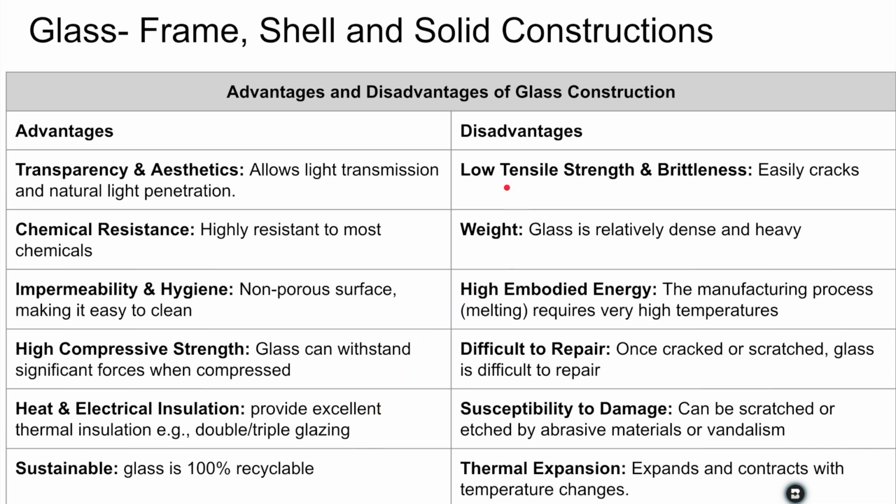One of the disadvantages of glass is it doesn't have very high tensile strength. So it's got low tensile strength and it's quite brittle, so it cracks easily. Its weight, glass is relatively dense and heavy, so that can be a problem. It really does have a high amount of embodied energy, so the manufacturing process requires really high temperatures and therefore lots and lots of energy. It's difficult to repair. Once you've cracked or scratched a piece of glass, it's very difficult to repair.